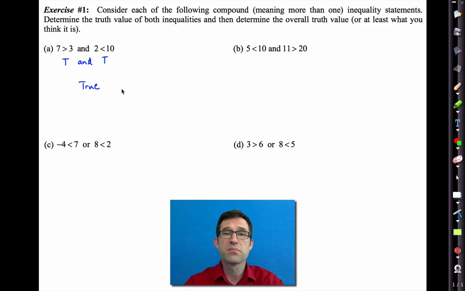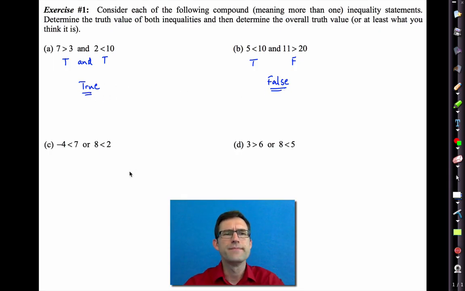All right, let's take a look at letter B. 5 is less than 10. True. 11 is greater than 20. False. Now, if I said today is sunny and it's Friday, and one of those things was wrong, one of those things was false, then you would say overall I'm lying, right? And implies that they both have to be true, right?